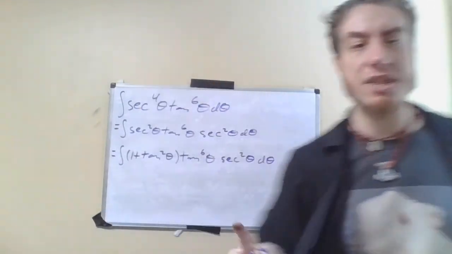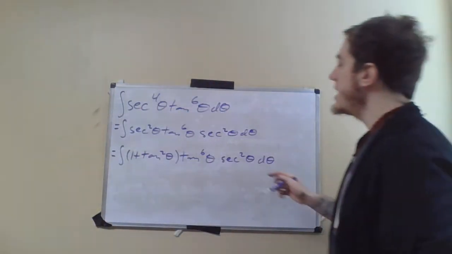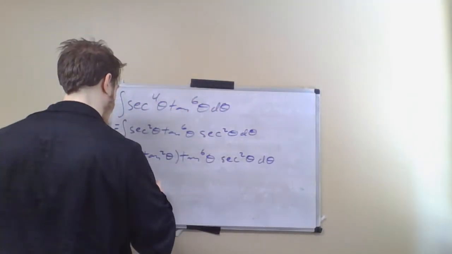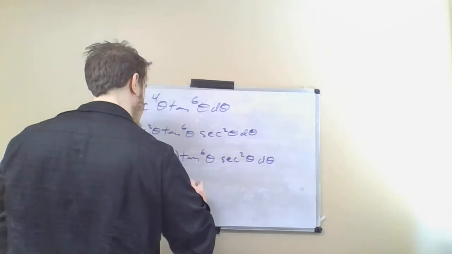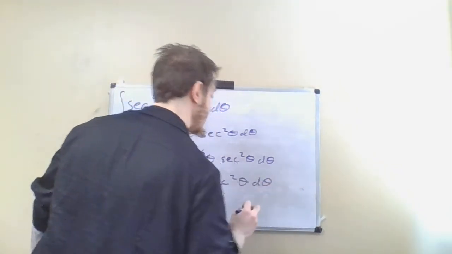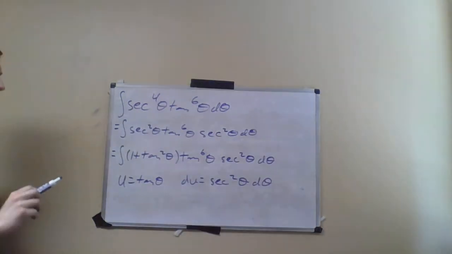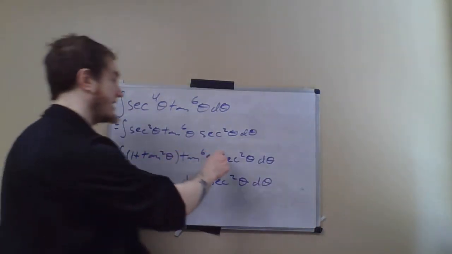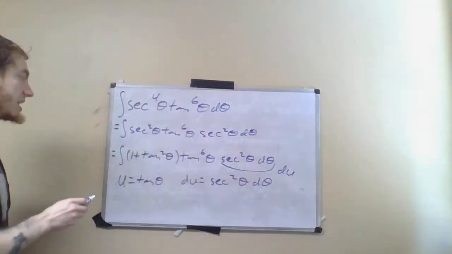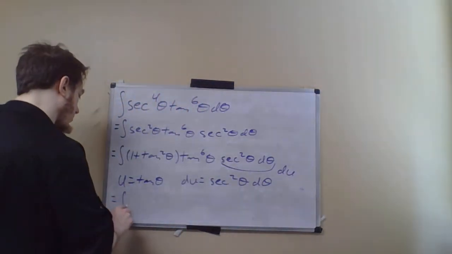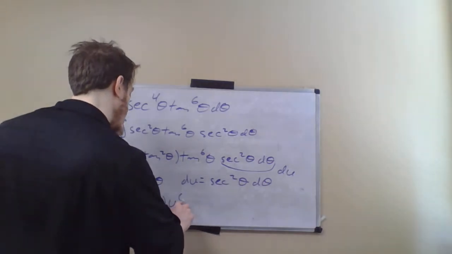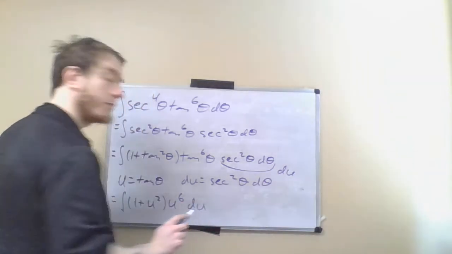Why do I want to do it this way? Well, the reason is because now I can say, let's let u be equal to tangent theta. Then du is secant squared theta d theta. So that's nice because this is now actually my du. And that means I can turn this into the integral of 1 plus u squared u to the 6th du.